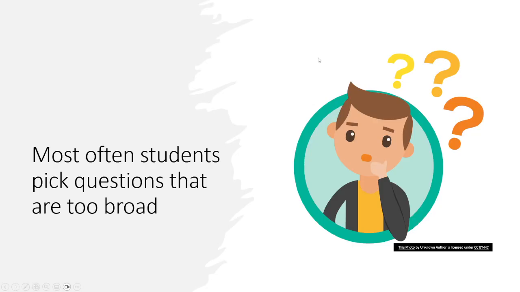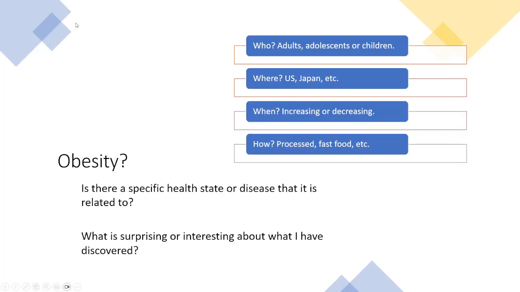So, most often, it's usually a very broad question that we pick. And that's okay. You can pick a broad question. But then, say you have a topic in mind, you need to ask questions about that topic to narrow it down to something that you can actually do research on. So, we're talking about obesity. Obesity is a very big subject, as you can see.